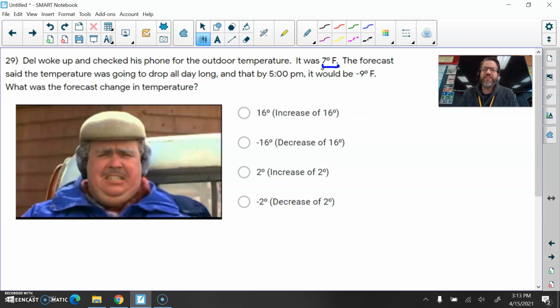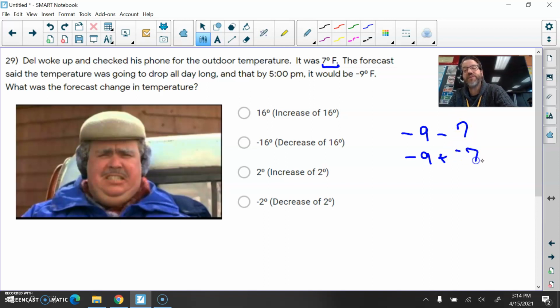What you always want to do to find the change in temperature is start with the most recent temperature, which in this case would be negative 9 degrees, and then subtract the original temperature, which was 7 degrees, positive 7 degrees. So I have negative 9 minus 7. Now remember, when we have subtraction problems with integers and negative numbers, we want to add the opposite.